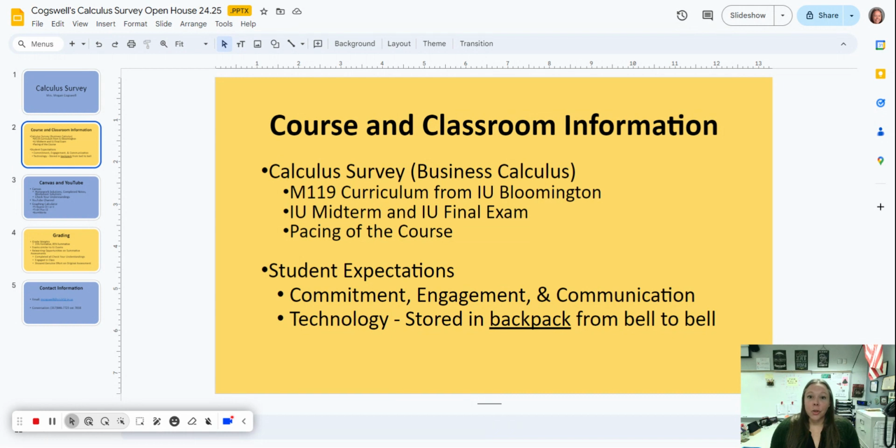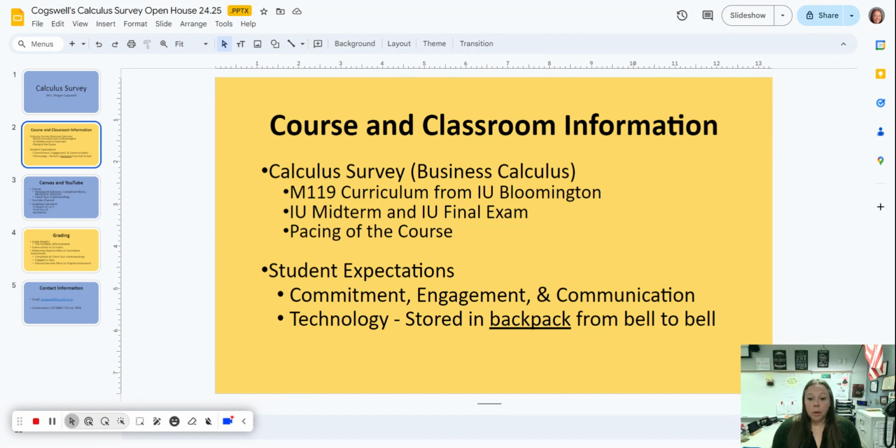And I will often use concepts that we do in Calc Survey with my AP Calculus AB students to help them see how a concept is used and help them understand concepts better. So it's a really cool course. And we will do all of the basics of Calc 1 in college, so we'll do derivatives and integrals. And I always tell students at the beginning of the year, one of my main goals is to help them understand all the business concepts, but at the same time, make sure they're ready to take Calc 1 in college if they choose to do so.